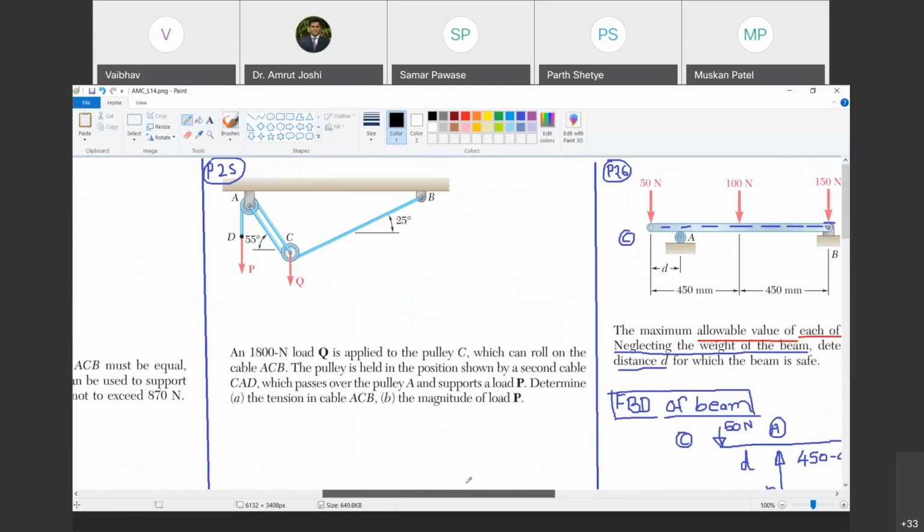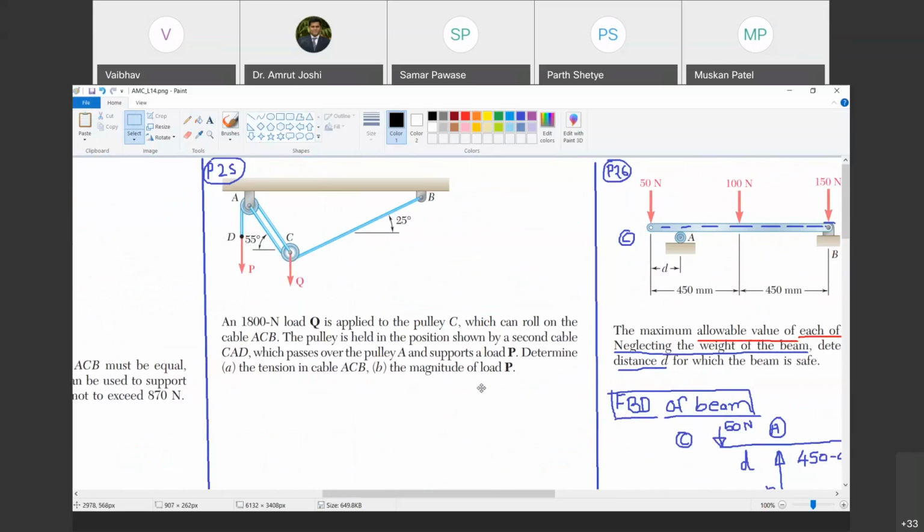Now let us look at this problem. We are going to quickly solve this. Can you read this problem? Yes, sir. A 1,800 Newton load Q is applied to the pulley C, which can roll on the cable ACB. The pulley is held in position shown by the second cable CAD, which passes over the pulley A and supports the load P. Determine the tension in cable ABC and the magnitude of the load P.